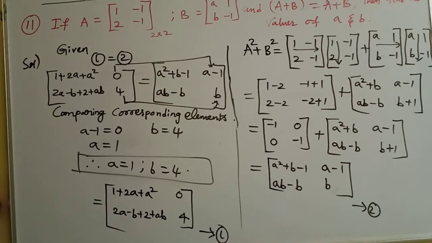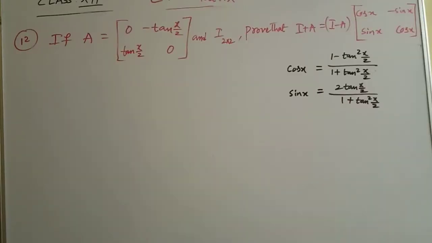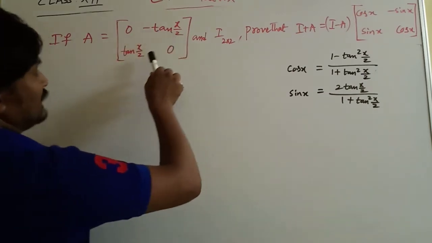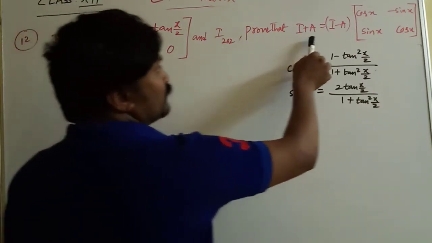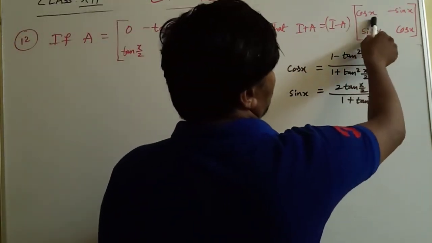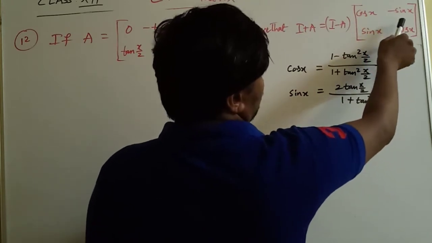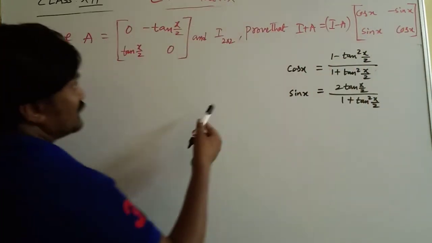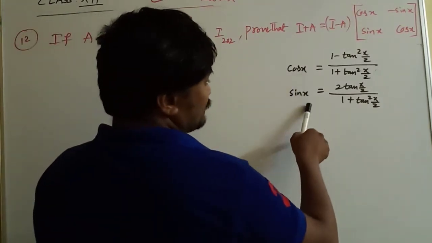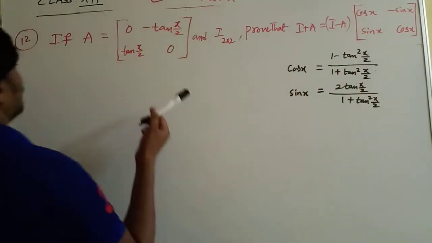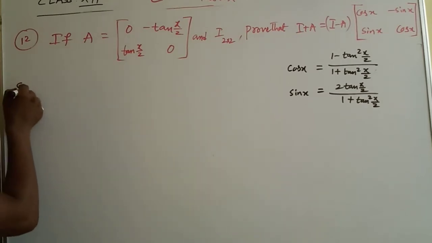Let's move on to the problem number 12. If A is equal to [0 minus tan x upon 2; tan x upon 2 0] and I is the 2 by 2 identity matrix, prove that I plus A is equal to I minus A into [cos x minus sin x; sin x cos x]. So first let me take the LHS and find. Before going to this, remember what is cos x, what is sin x formulas. Then you are able to solve this. So now let me go for this solution.